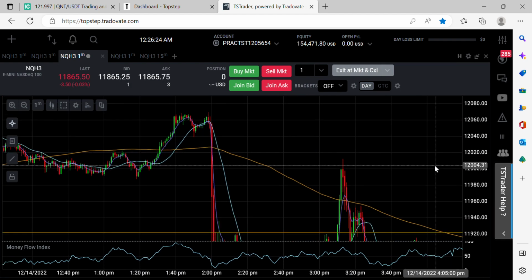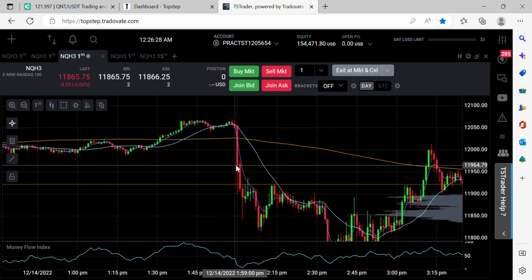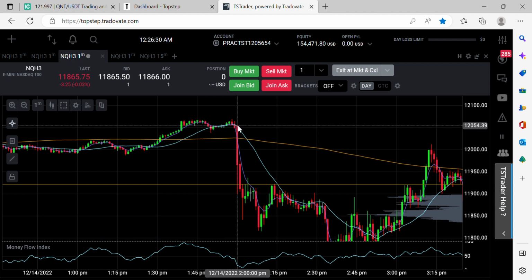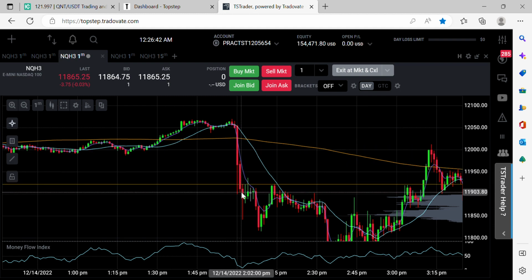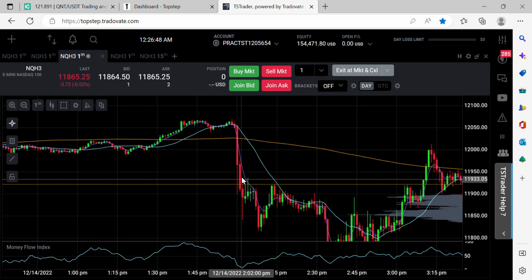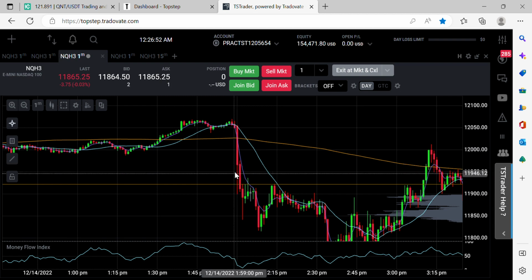So here's 2 o'clock. You're literally 12,055 basically. Just absolute wicked, to 11,900. And then you get this pullback, right? So this is all within a minute. This bar is a minute.